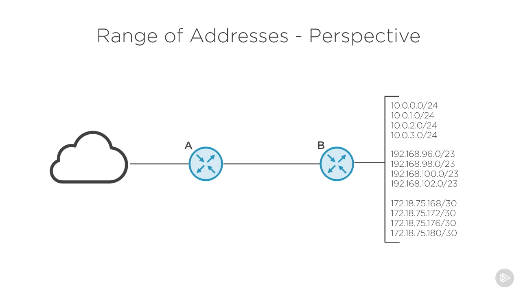If we take this example a step further here, and we add some more networks to router B. So let's say connected to router B, we have those 10.0.0.0 through 10.0.3.0. And then we also add in 192.168.96.0/23 through 192.168.102.0/23, and then the 172.18 addresses there on the bottom. So we have 3 sets of networks directly connected to router B. Let's take a look at what static routes we can add to router A then to help minimize the size of router A's routing table. Right now we have that one route, 10.0.0.0/22, pointing to router B.